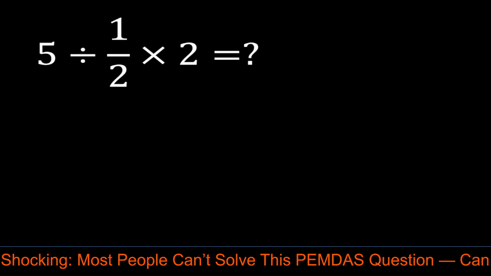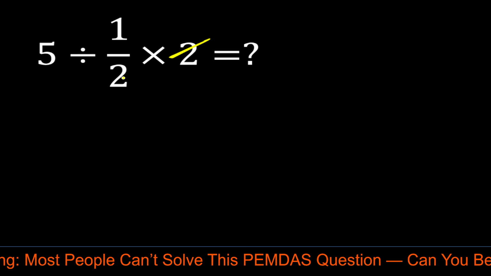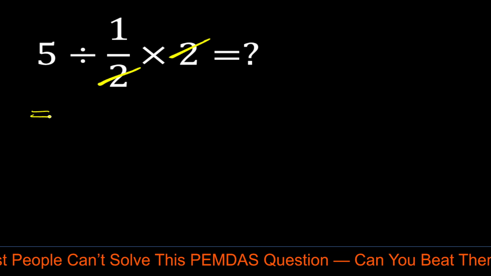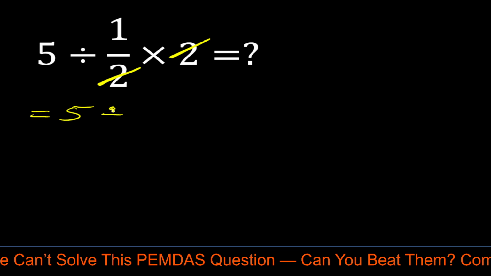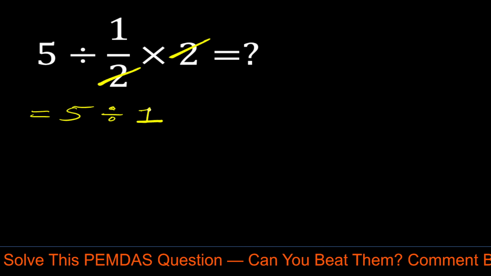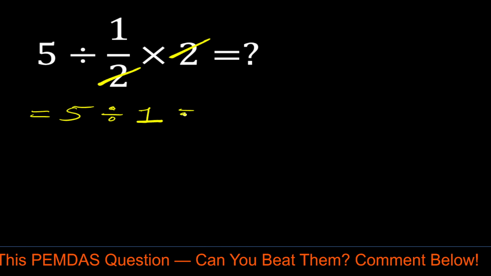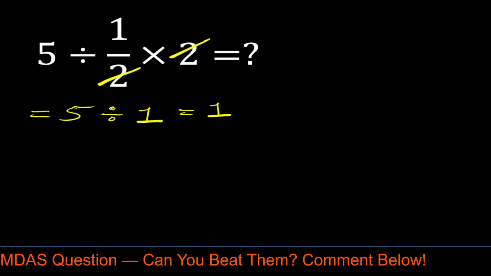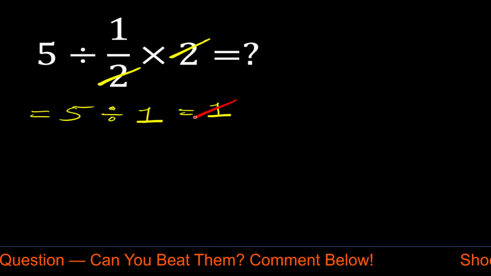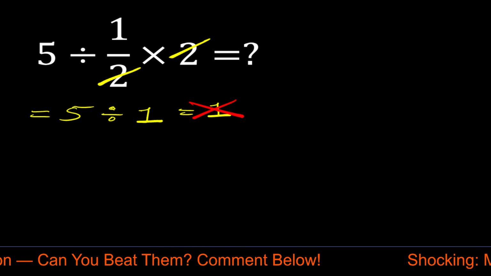So cancel this 2 by 2. So now 5 divided by 1. So 5 divided by 1 is equal to 1, right? But this answer is not correct. This answer is completely wrong.